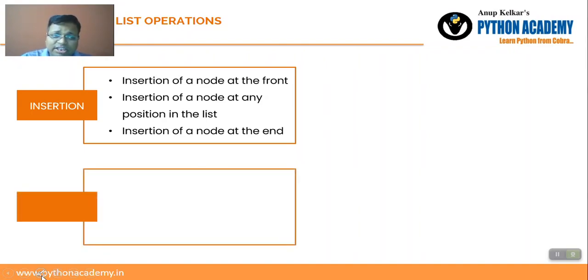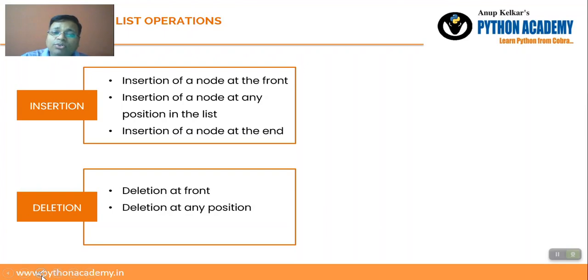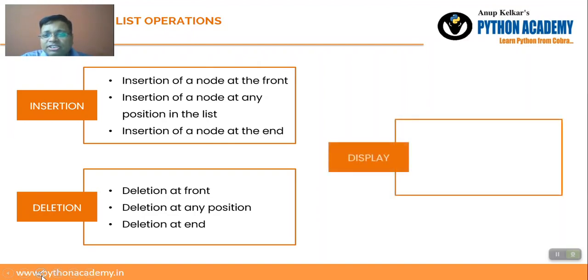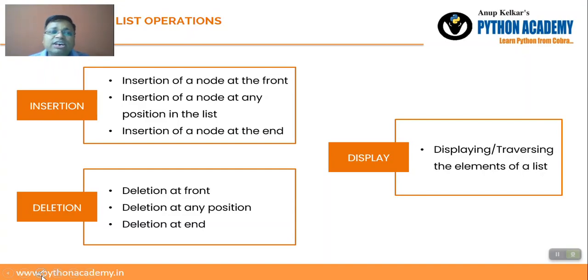The next operation is deletion of nodes. It includes deletion at the front, deletion of a node at any position, and deletion of a node at the end. And the next operation is display. Display is also termed traversing, which means displaying or traversing the elements within the list. So these are the three operations which can be performed in a singly linked list.